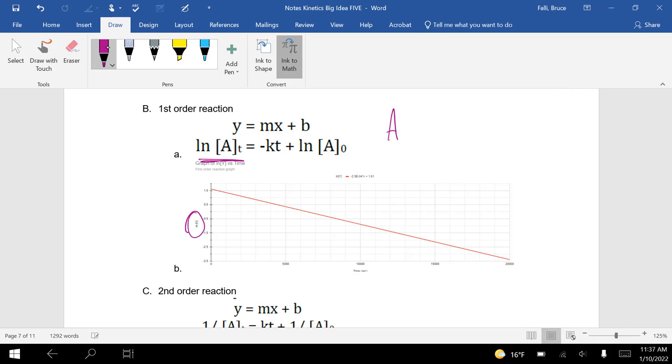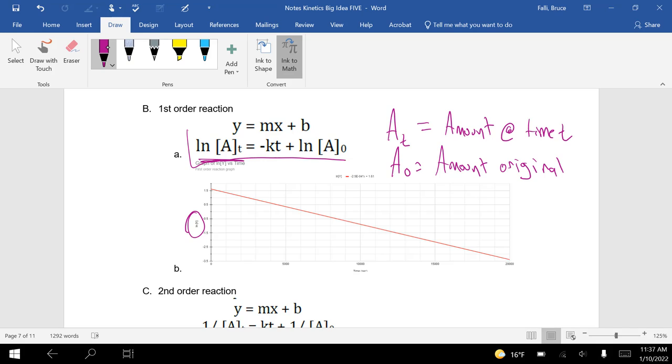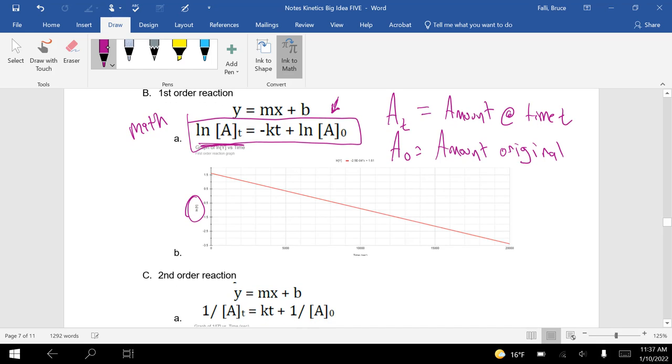Now I want to emphasize on this, A sub t is the amount at time t, and A sub 0 is the amount original. So if you're ever doing that A and t thing, you can do a subtraction and a calculation. There are some calculations where they'll just give you a math problem with every variable but one. If you do that, you do need to use that number, but that's much more rare.